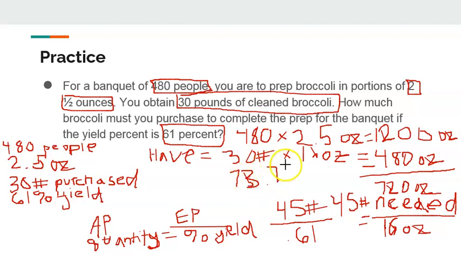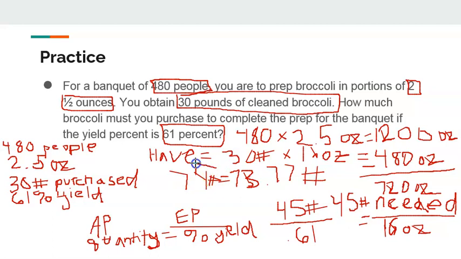So we need 74 pounds because we have to round up whenever we're purchasing. So here's our answer, 74 pounds.